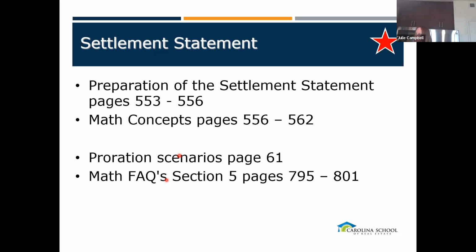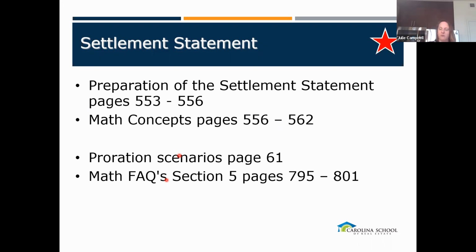Go back then to page 561. I think this is helpful as well. Items to be prorated. We're going to talk about prorating taxes. We're going to talk about prorating HOA dues. A true proration is a credit to one party and a debit to the other. Who gets the credit and who gets the debit depends on who owes whom.